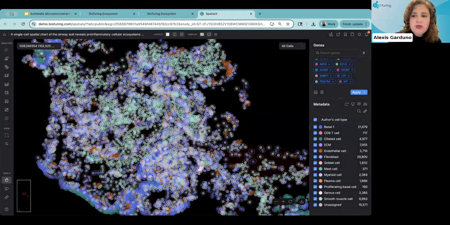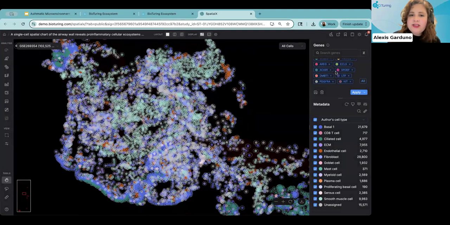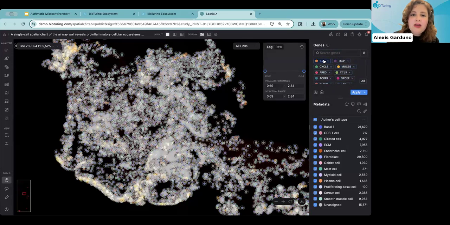Now, if we're trying to look at not only the cell types, but we want to actually run a gene query to identify these niches, you can input those antibody genes here, and you can look at the expression of certain genes on the tissue.